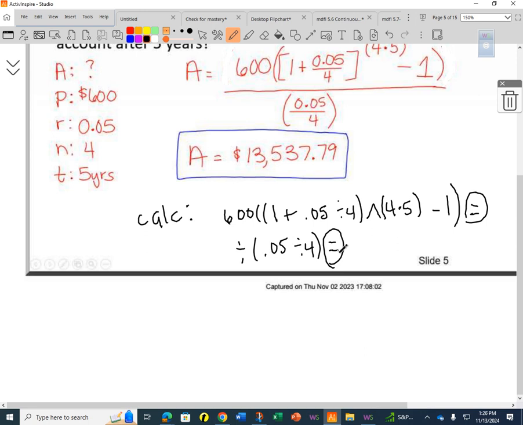Don't see it on your calculator. I don't know. Wait, yes, I do. Anybody need help getting it on your calculator correctly?